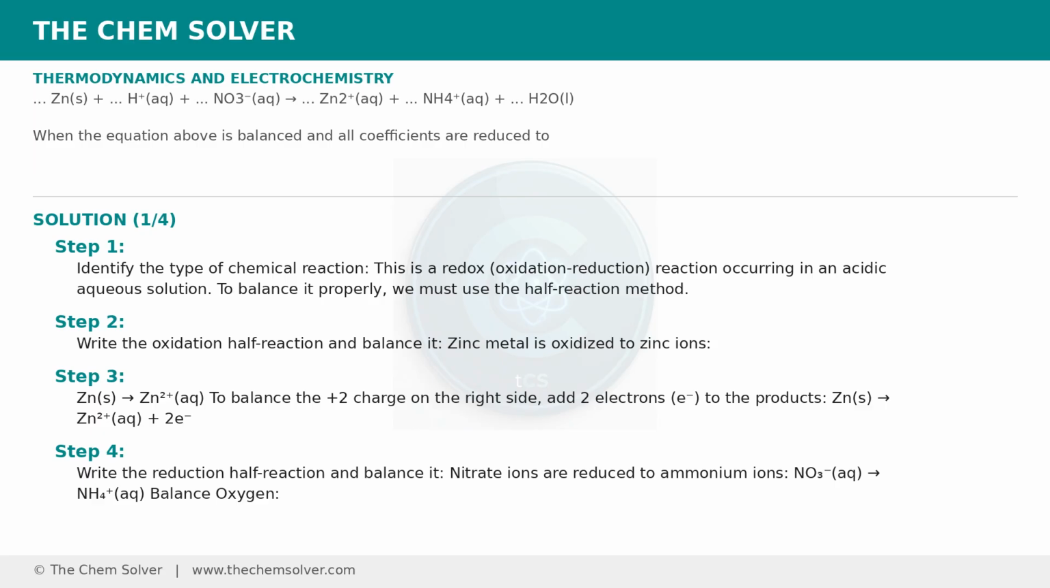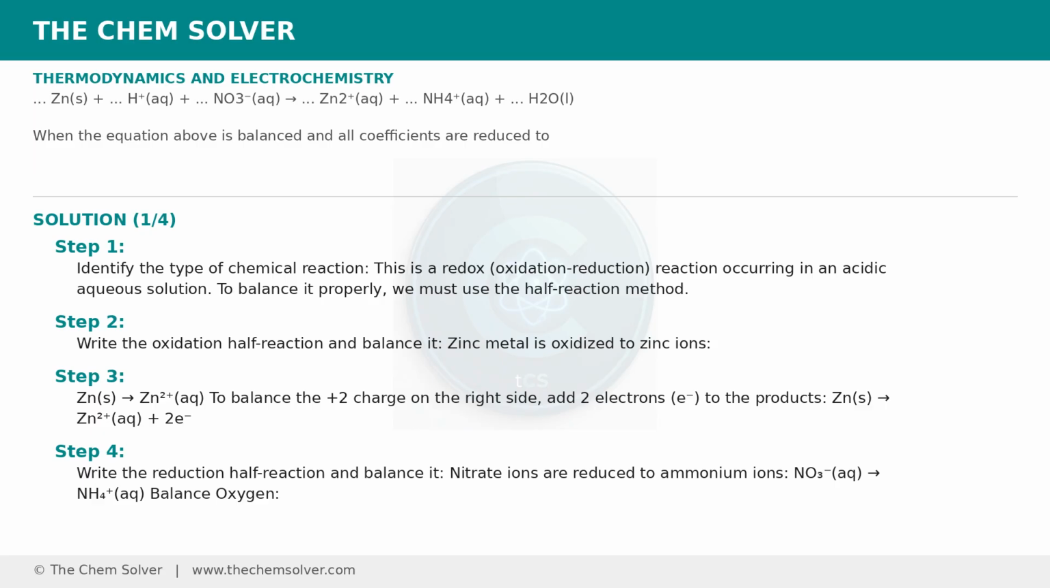Write the oxidation half-reaction and balance it. Zinc metal is oxidized to zinc ions. Zn gives Zn²⁺. To balance the +2 charge on the right side, add 2 electrons, e⁻, to the products. Zn gives Zn²⁺ + 2e⁻.